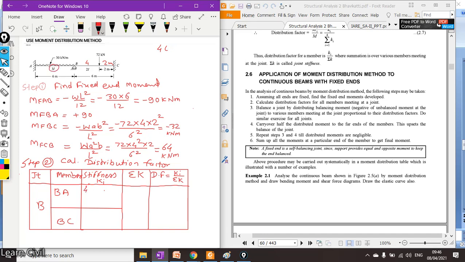You can see here the value of I is thrice I, therefore we write 4 into 3 EI divided by L. Now L is equal to 6 meter. So this is equal to 4 into 3, 12, divided by 6. So it will be twice EI.